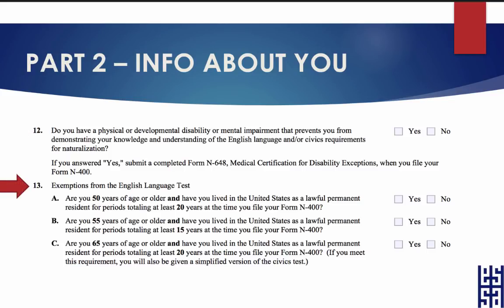Question 13 here asks if you qualify for an automatic exemption from the English test based on age and long-term residence. If you answer yes here, you will still need to take the civics test in the language of your choice. The civics test is an oral test, so you won't need to read or write here.